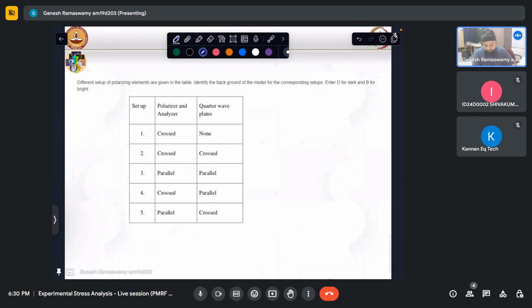Okay, so let us look at this question. Different setups of polarizing elements are given in the table. Identify the background of the model for the corresponding setups. Enter D for dark field and B for bright field. Now, let us look at the first arrangement. This says the polarizer and analyzer combination is crossed and quarter wave plate is not there. It says none. So essentially, we can see that this is a plane polariscope arrangement.